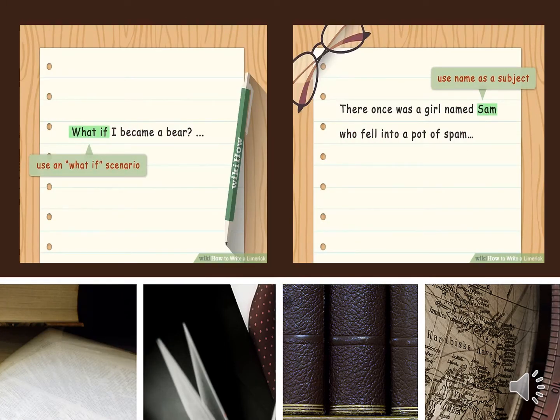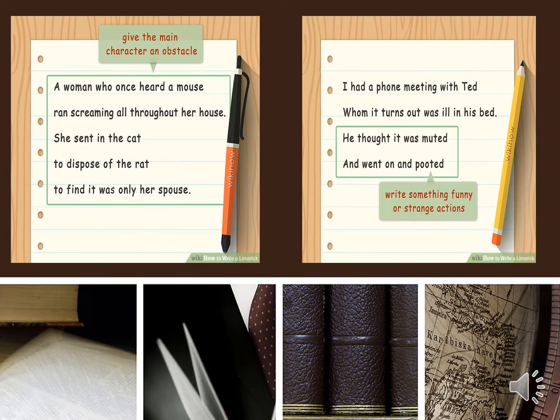You can follow different ways of introduction. You can start with what if, scenario, or there once was, or where. If you want to introduce a character, use a name as a subject or name the location. When writing, give the main character an obstacle or a problem to make it sound like a story, and include funny or strange actions to make it funny.